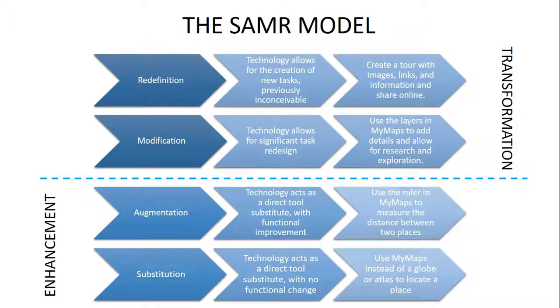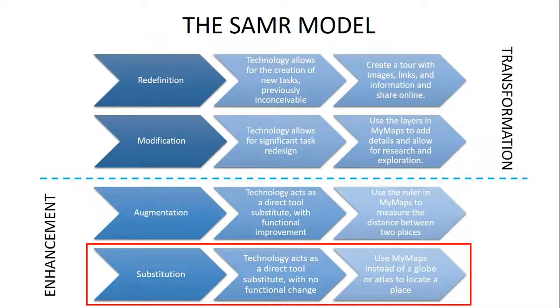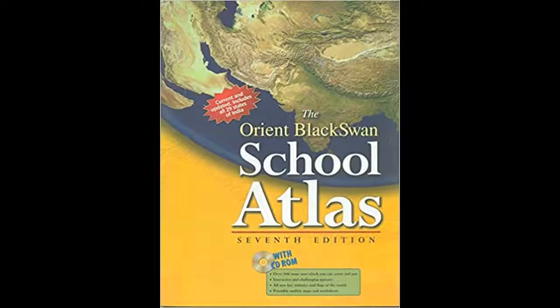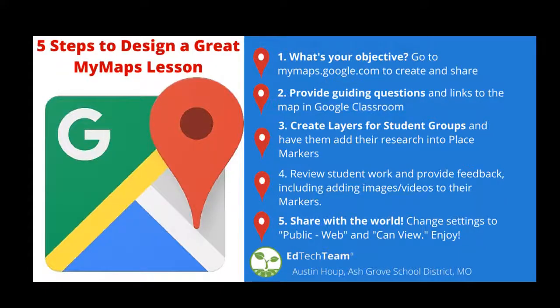S stands for substitution, and this is where technology acts as a direct tool substitute, but with no functional change. So instead of having students use a globe or paper atlas to locate a city, let's say Berlin, Germany, they use Google MyMaps. So the only thing that changes in substitution is the tool the students use. The app MyMaps is substituted for paper, but it's the same learning objective, to locate Berlin, Germany on a map.